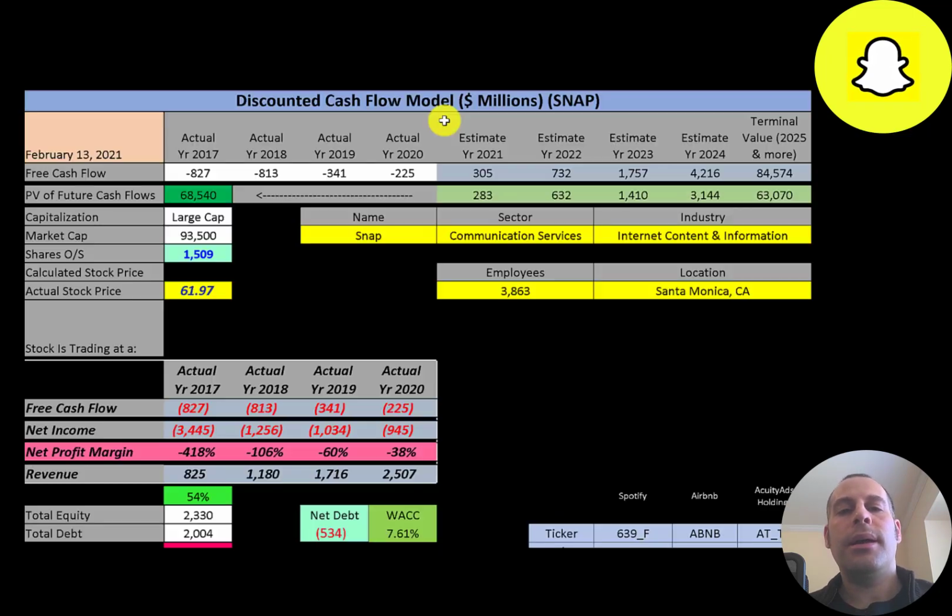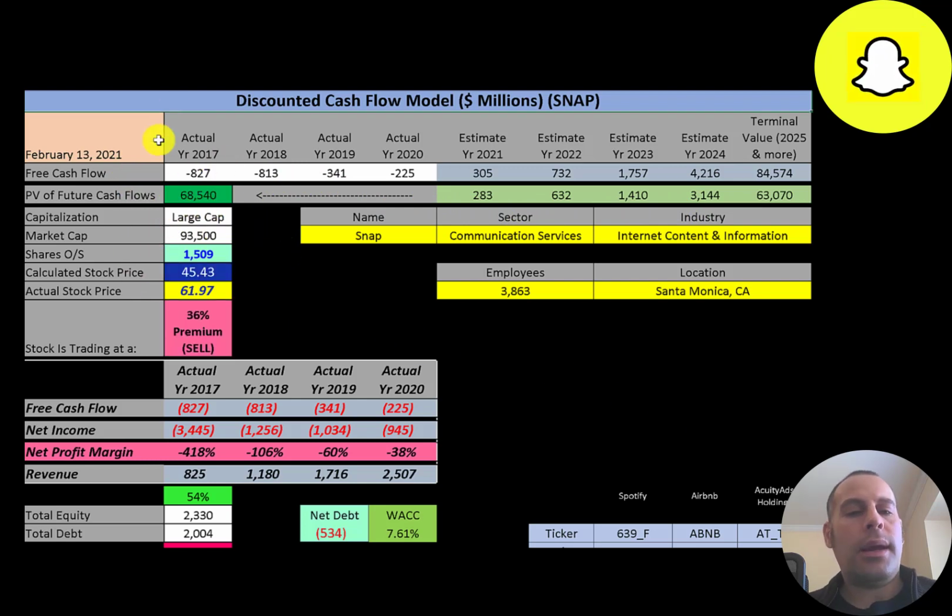We estimated 4 years of future free cash flows. We also estimated a terminal value, which is all cash flows past year 4, that's 85 billion. We discounted those numbers back to today at the weighted average cost of capital. We get a value of the company of $68 billion. We divide that by 1.5 billion shares, and we get a calculated stock price of $45. They're trading at $62, so they're trading at a 36% premium. It's a sell according to the model.